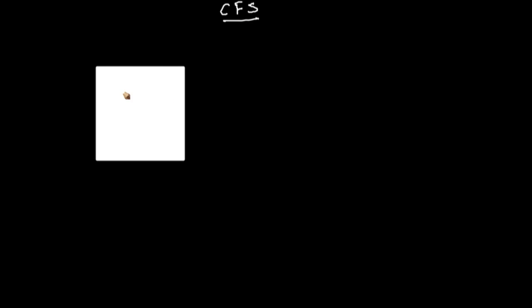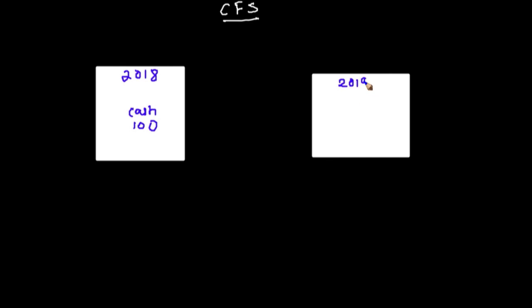We'll try to learn the basics of the cash flow statement first. So the idea is like this. Let's say this is your 2018 balance sheet and you have a value of cash on your books, that's 100. And then you have the 2019 balance sheet here and the value of the cash here is 150. So when you're building a cash flow statement, it's not about that 100, neither is it about that 150.